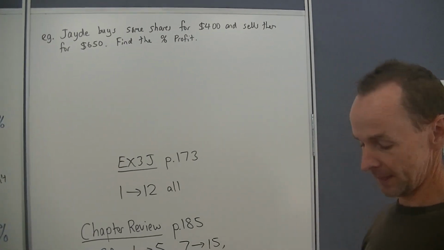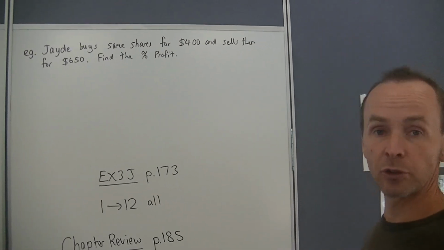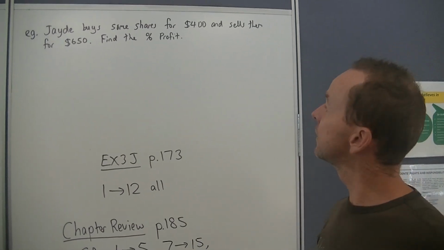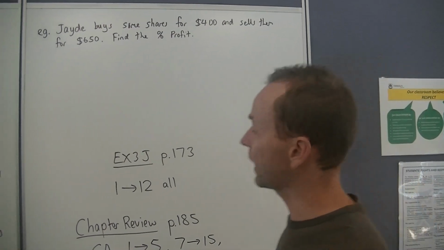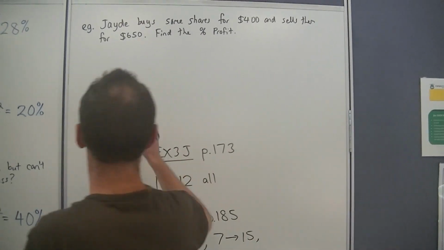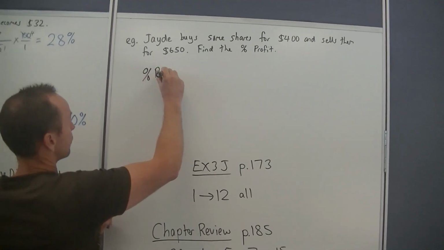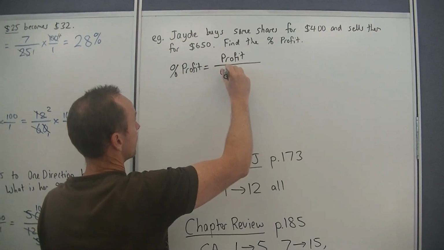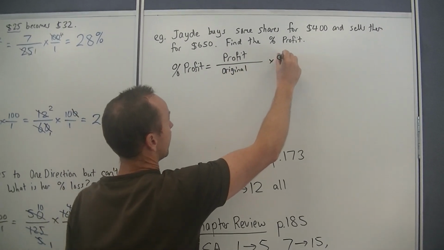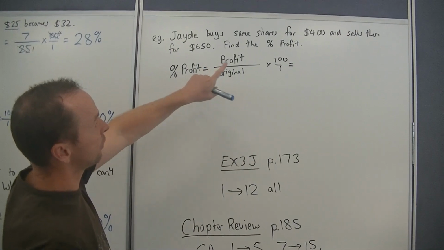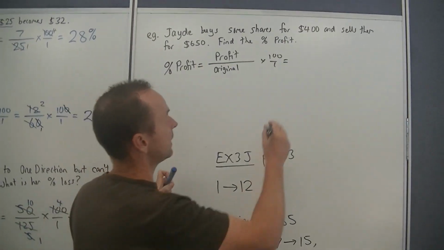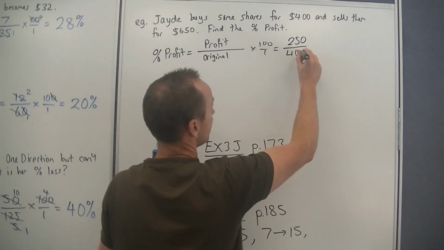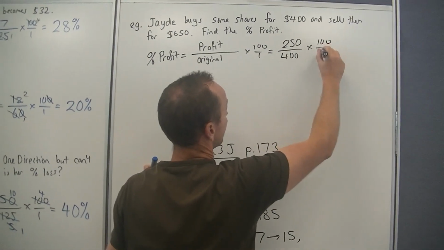Okay, next one. Jade buys some shares for $400. She's very smart, this Jade girl. And sells them for $650. Find the percentage profit. Alright, what do we do? We write the formula out first. So, percentage profit equals the amount of the profit over the original amount times by 100 over 1. So the amount of profit she made, 400 to 650, she made $250 profit. Over the original amount, which is 400, and times it by 100 over 1.